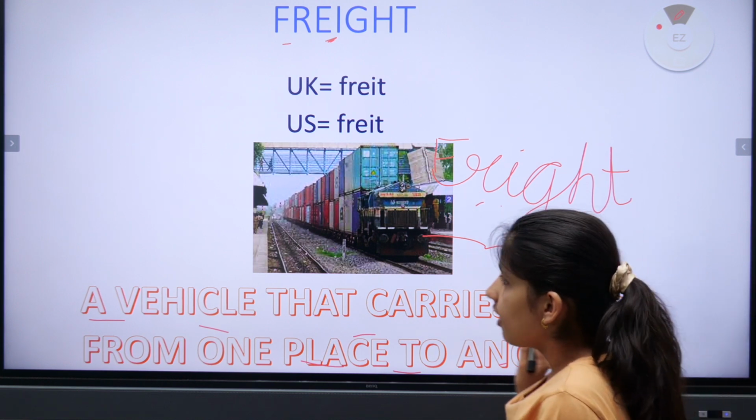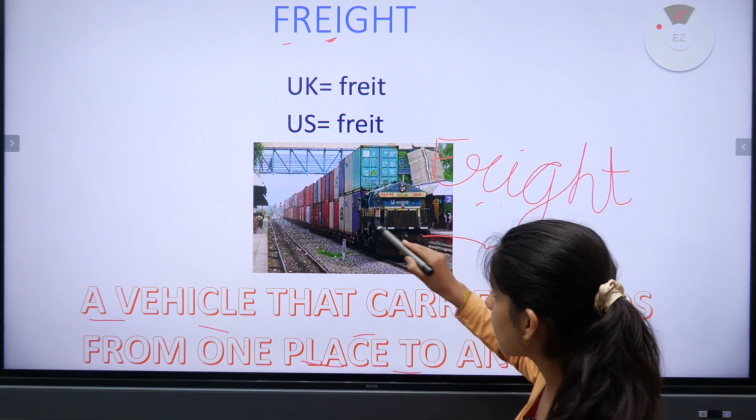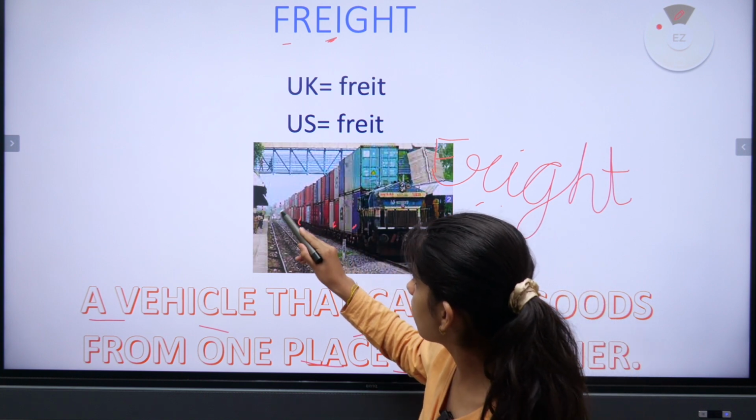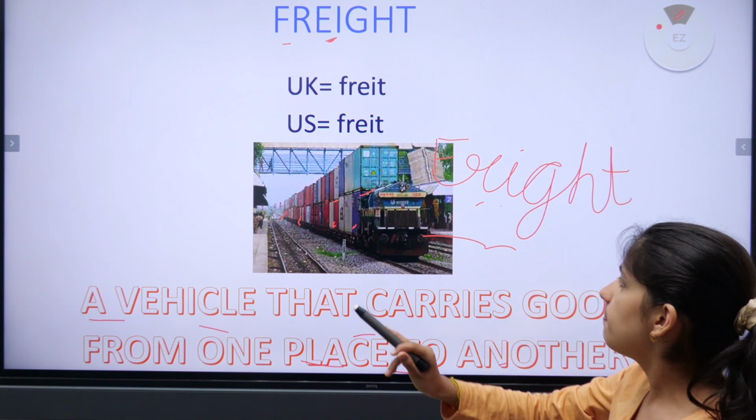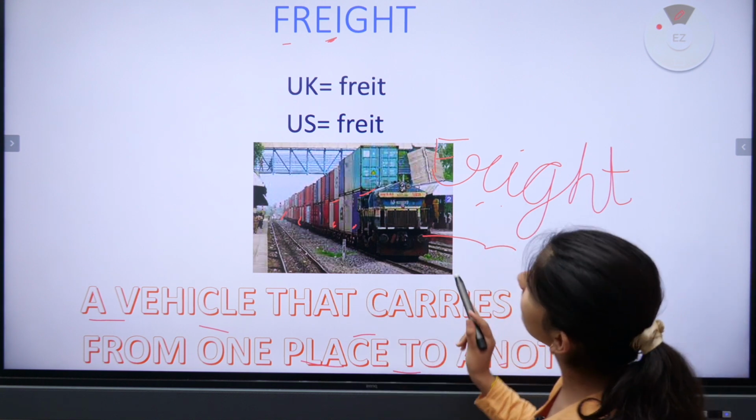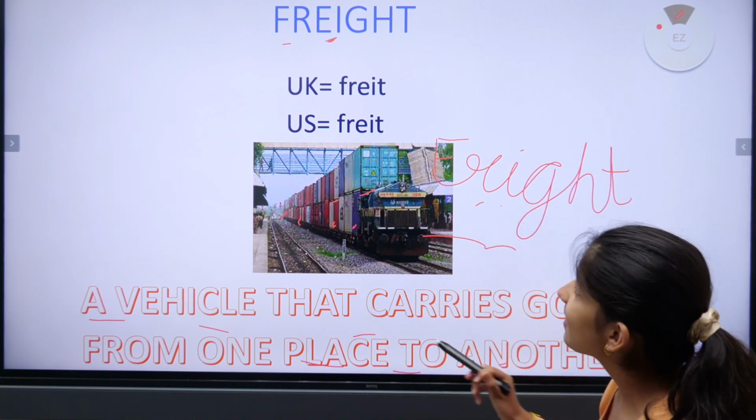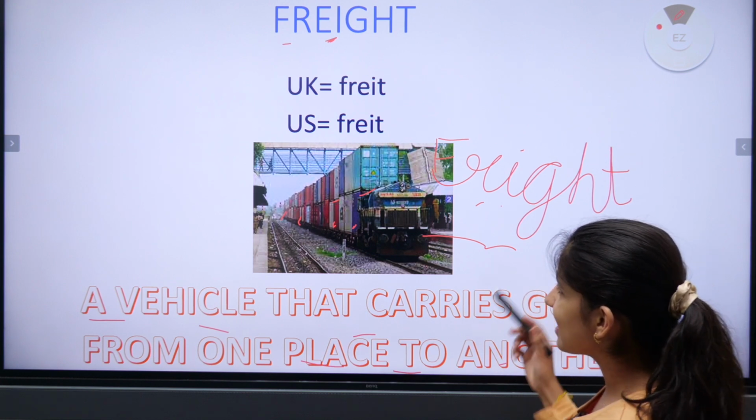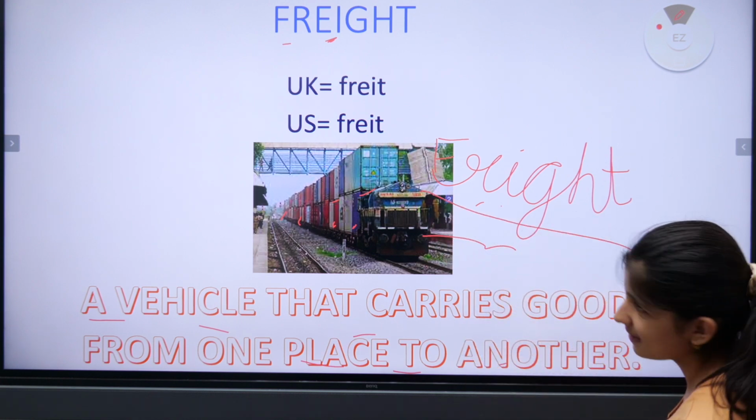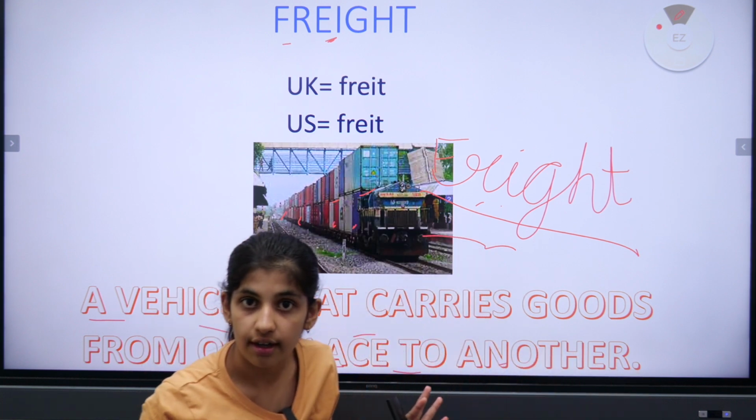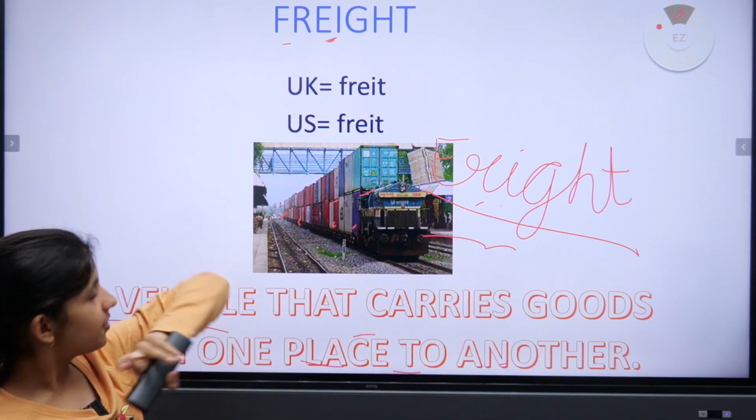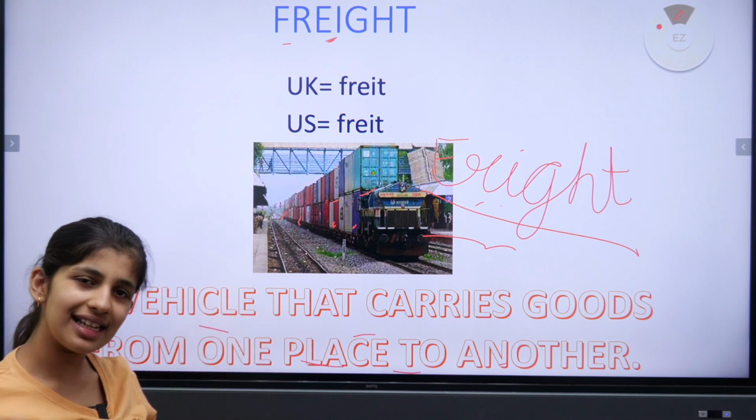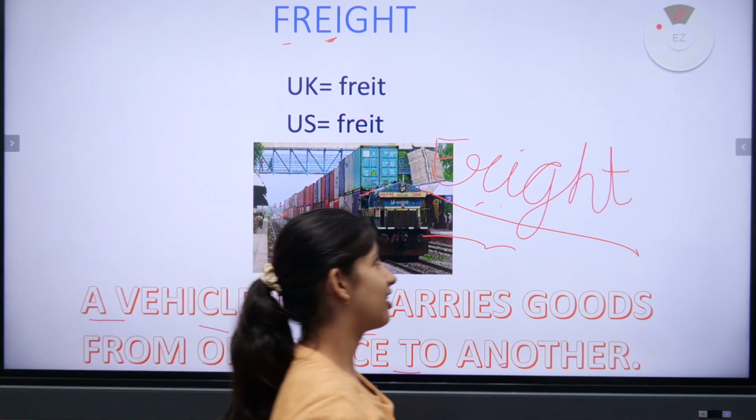It does not carry passengers. Instead, it carries goods. Here we can see the loads of goods on it. It means it carries goods from one place to another. Thus, this train is a freight. But it is not a fright, because fright means to become scared. I hope you got it. Now, let's move on to the next word.